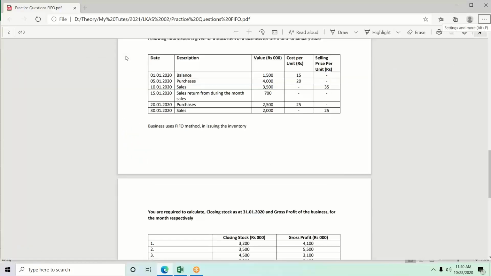Putha, what is the pricing method that you are supposed to use? FIFO method. Under the FIFO method, what is your assumption? Whatever inventory you receive first is issued first. So the closing stock that remains should be what was purchased last. What is the most recent purchase, Putha? The most recent purchase here is 2,500 units at 25.